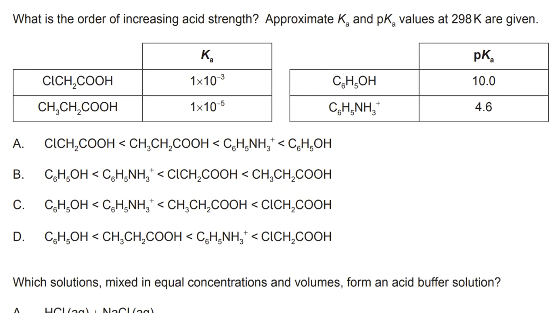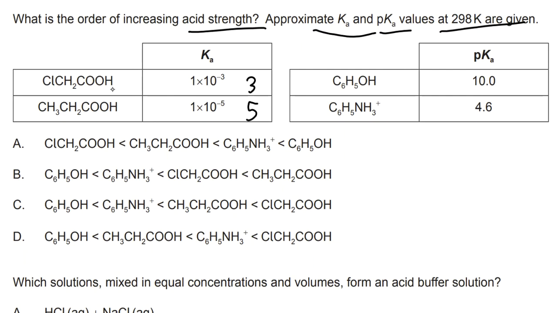What is the order of increasing acid strength? Approximate Ka and pKa values are given. The higher the pKa value, the weaker the acid, and the higher the Ka value, the stronger the acid. So let's convert this to one standard measure. If we find the pKa of this, it's going to be 3, and of this, it's going to be 5. Again, the lower the pKa, the stronger the acid.